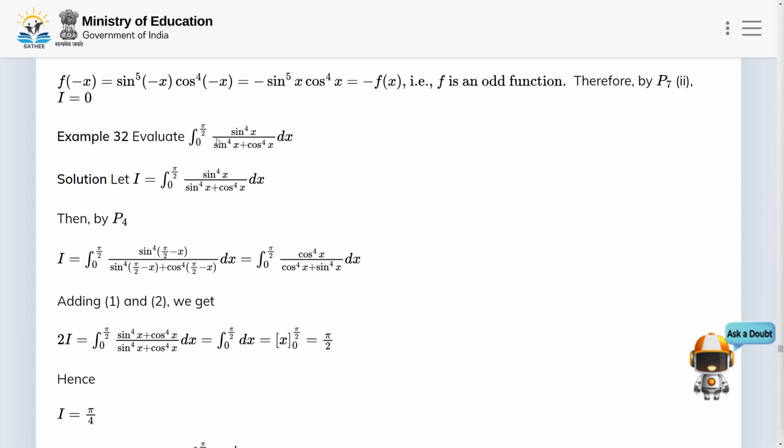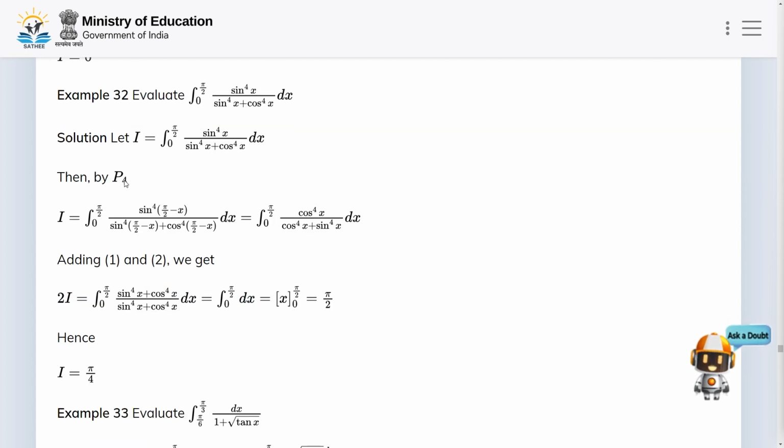Now next example. Definite integral from 0 to pi by 2 of sine power 4 x divided by sine power 4 x plus cos power 4 x. Okay, now using P4 you will get the definite integral from 0 to pi by 2 of sine power 4 (pi by 2 minus x) divided by sine power 4 (pi by 2 minus x) plus cos power 4 (pi by 2 minus x) dx. This means the definite integral from 0 to pi by 2 of cos power 4 x dx divided by cos power 4 x plus sine power 4 x.